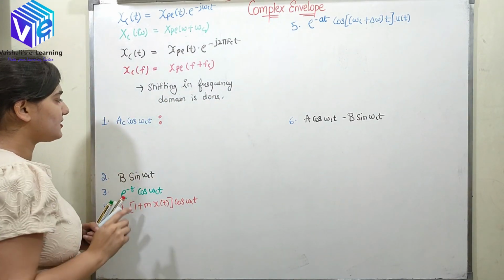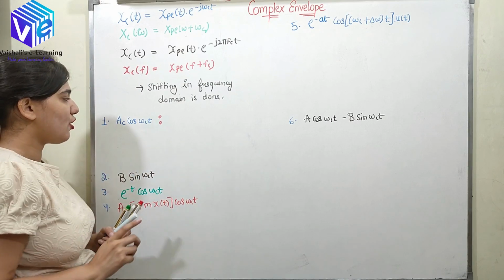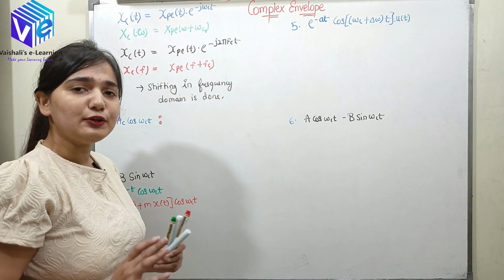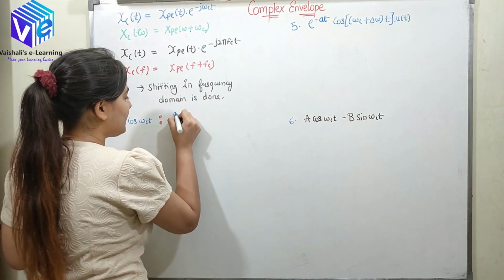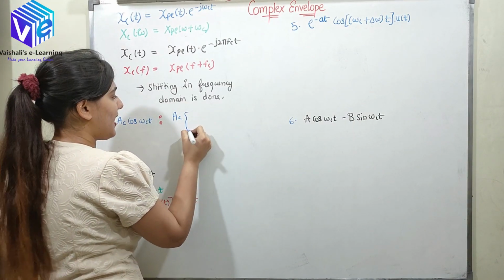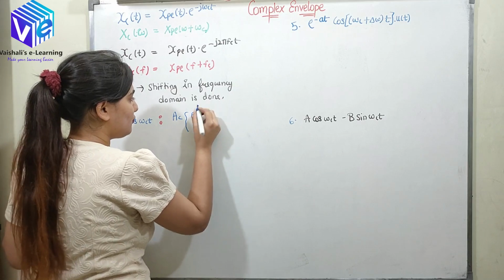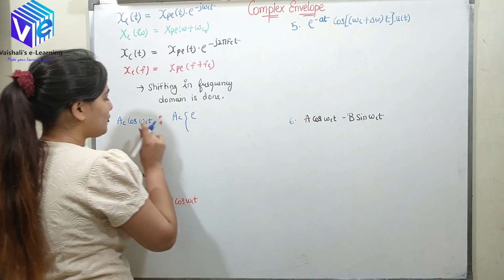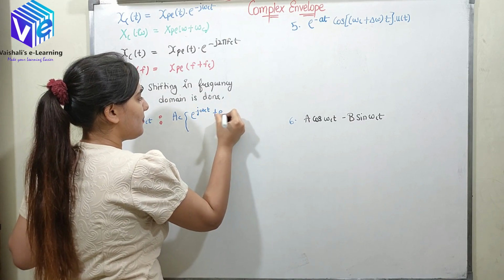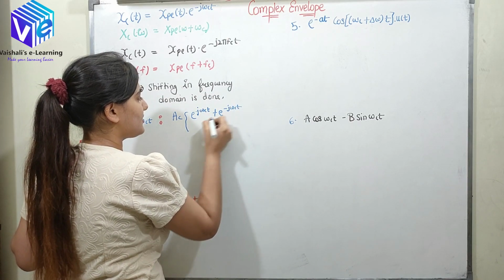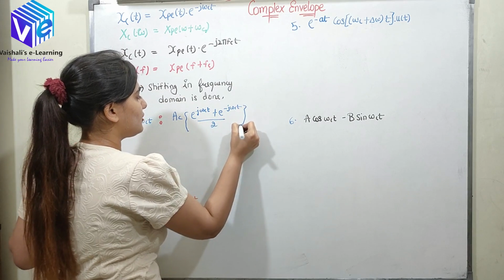The first question states, I have the signal Ac cos omega c t. Now I need to find its complex envelope. How can I represent Ac cos omega c t? I have shown this to you in my previous video as well. Cos can be represented as e raised to power j omega c t plus e raised to power minus j omega c t, upon 2. So this is cos.